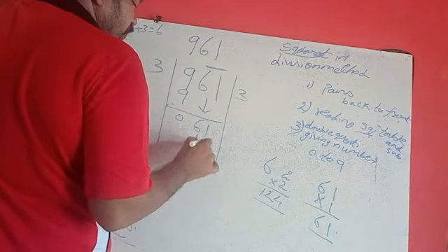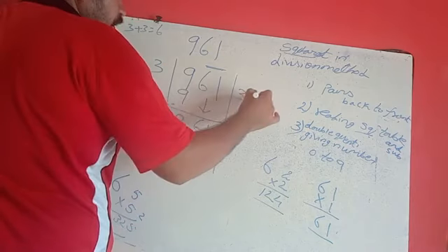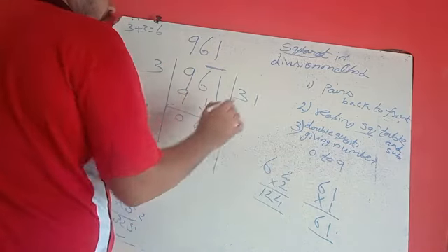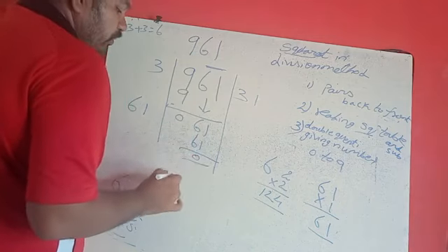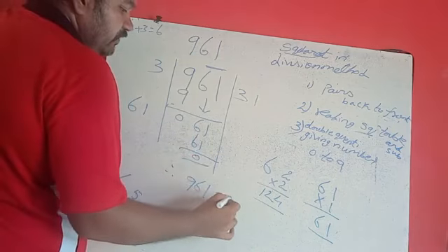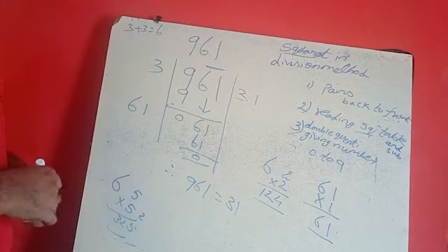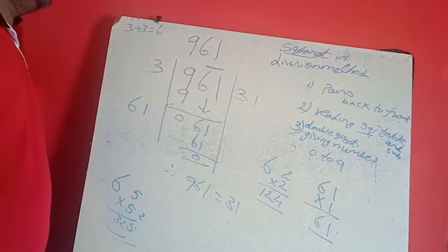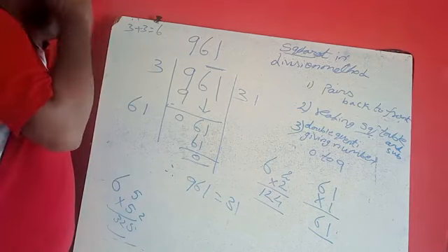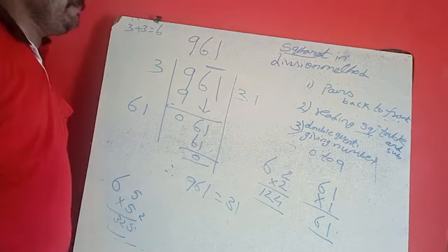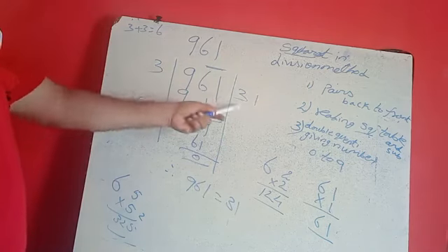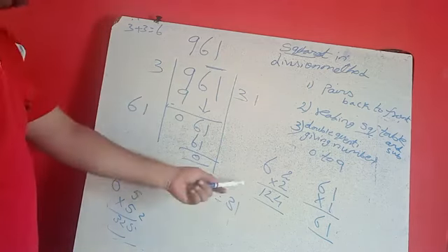So for 61, how many times? 1. This 61 here, 1 here. So subtraction is 0. Therefore the square root of 961 is equal to 31. So this is the sum. Here we have to do the square root division method. Taking that one, double the quotient, and this small rough work we have to do.